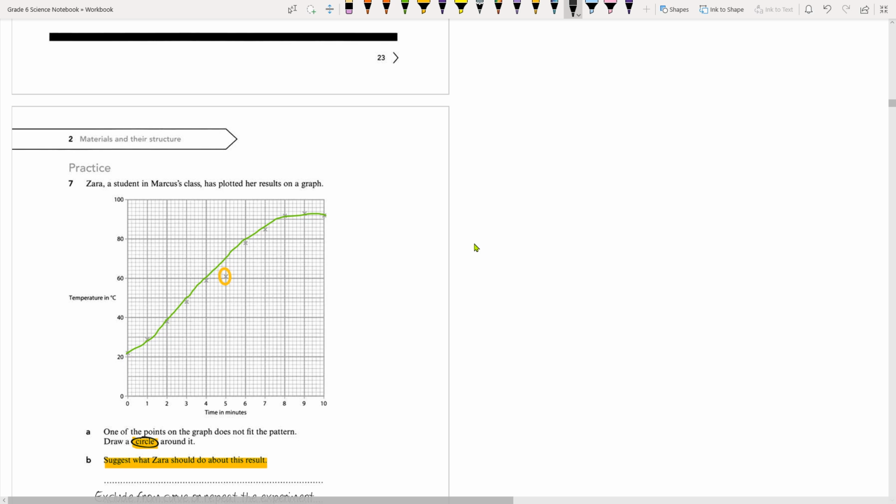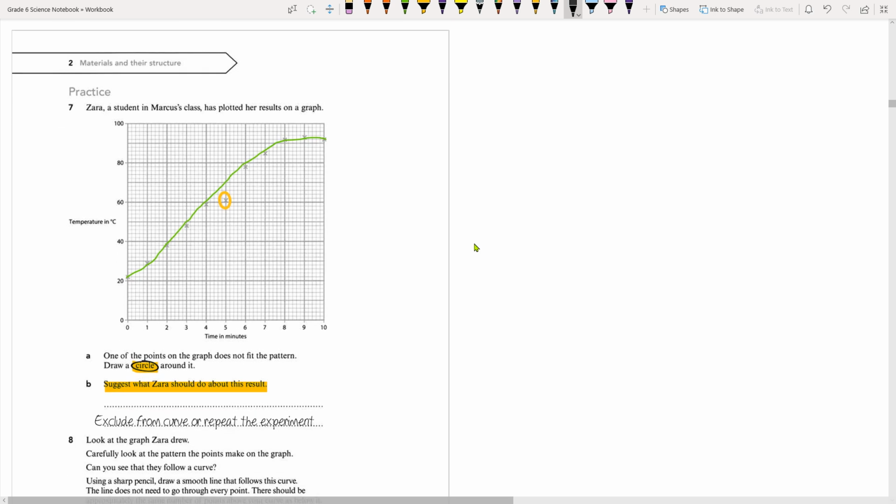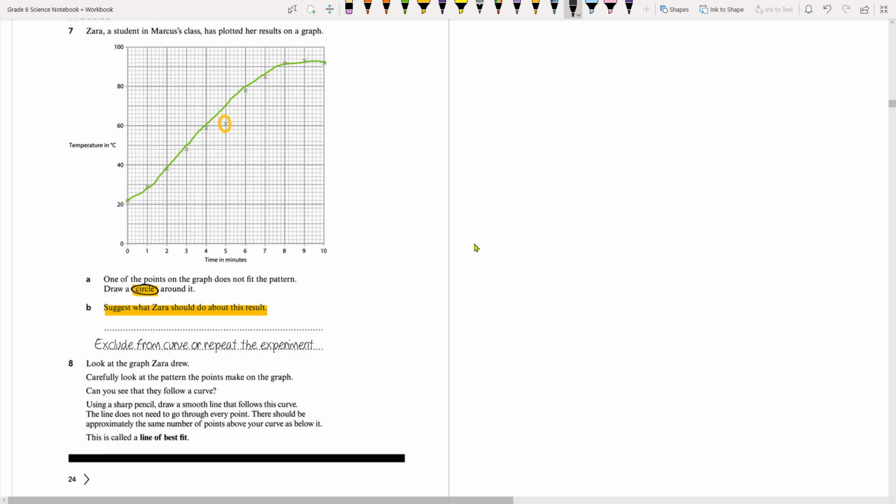Okay. Now, Zara, a student from Marcus' class, her plotted graph is this, right? She also did this test, but she's doing it for a longer time, and then she's noting these points. She's marked these gray points. One of the points of the graph does not fit the pattern, and this is this one, which is a little low. As you can see, if a smooth curve is drawn, this green one, this point stands out, right?